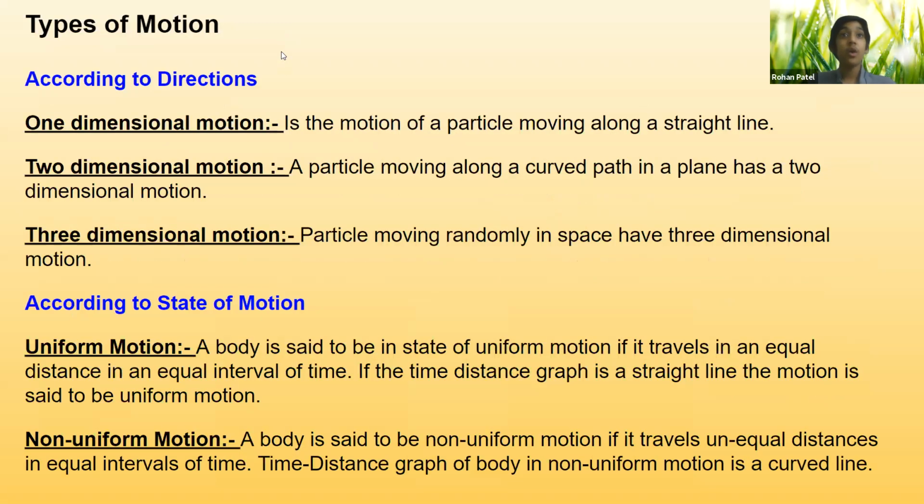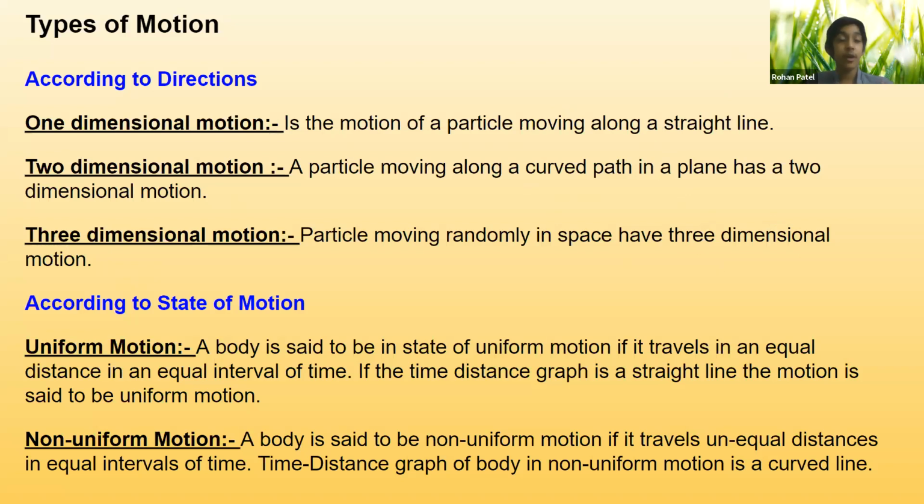Okay, so according to direction, what are the types of motion? There is one-dimensional motion, which is the motion of a particle moving along a straight line. That's pretty obvious, pretty simple. Two-dimensional motion is a particle moving along a curved path in a plane. And lastly, three-dimensional motion is a particle moving randomly in space.